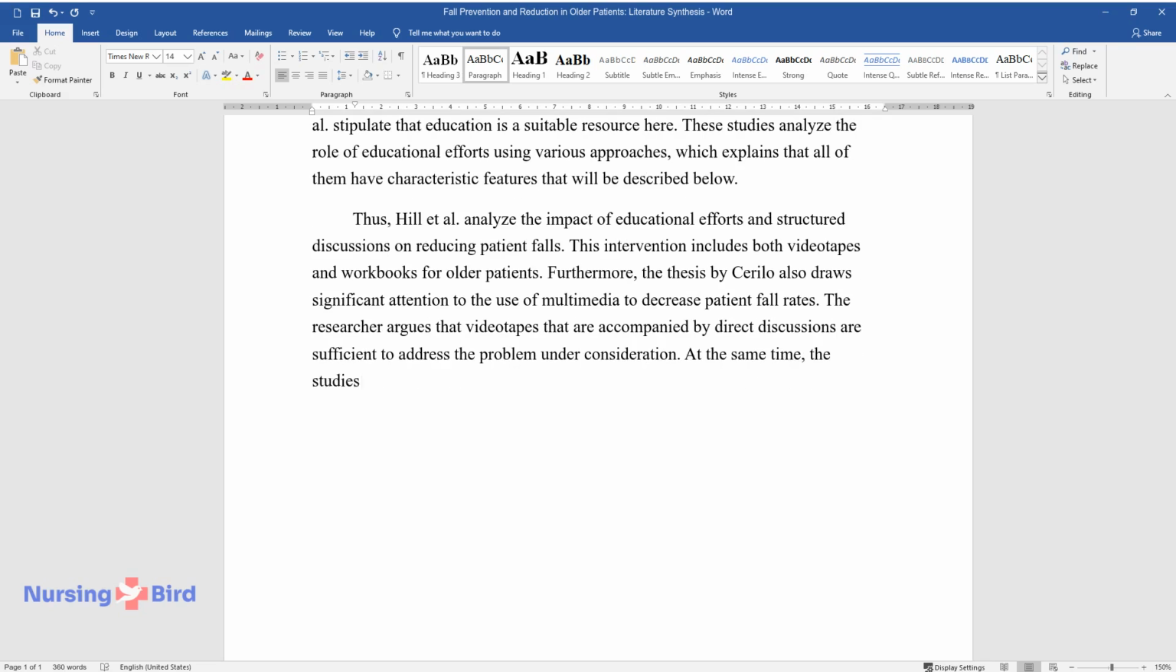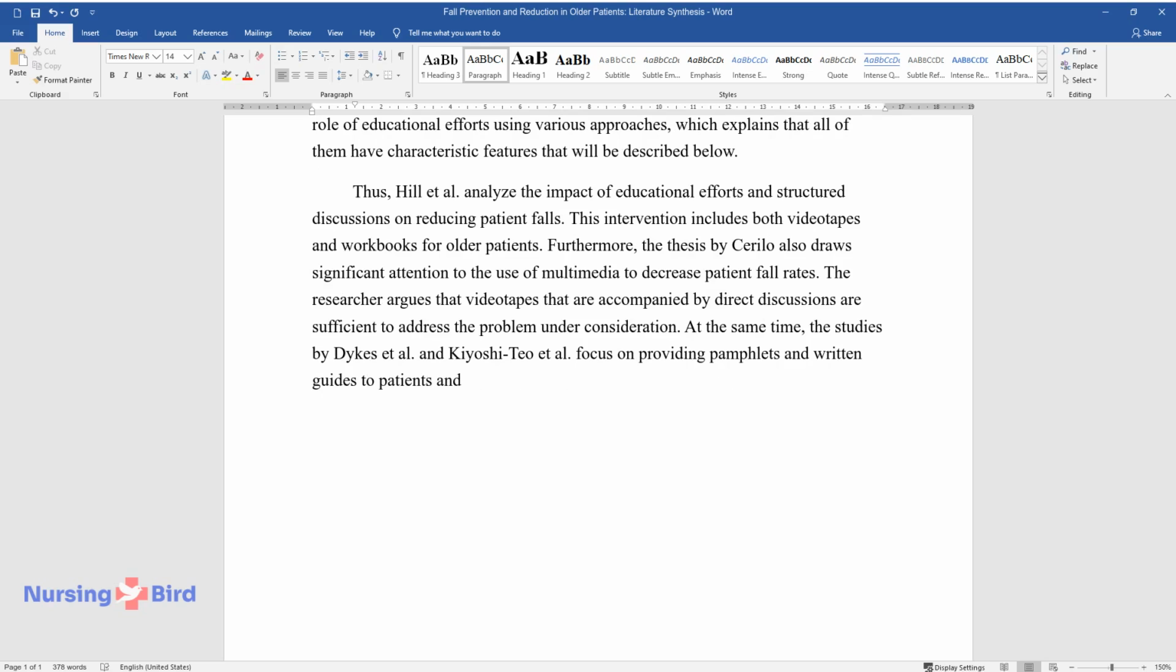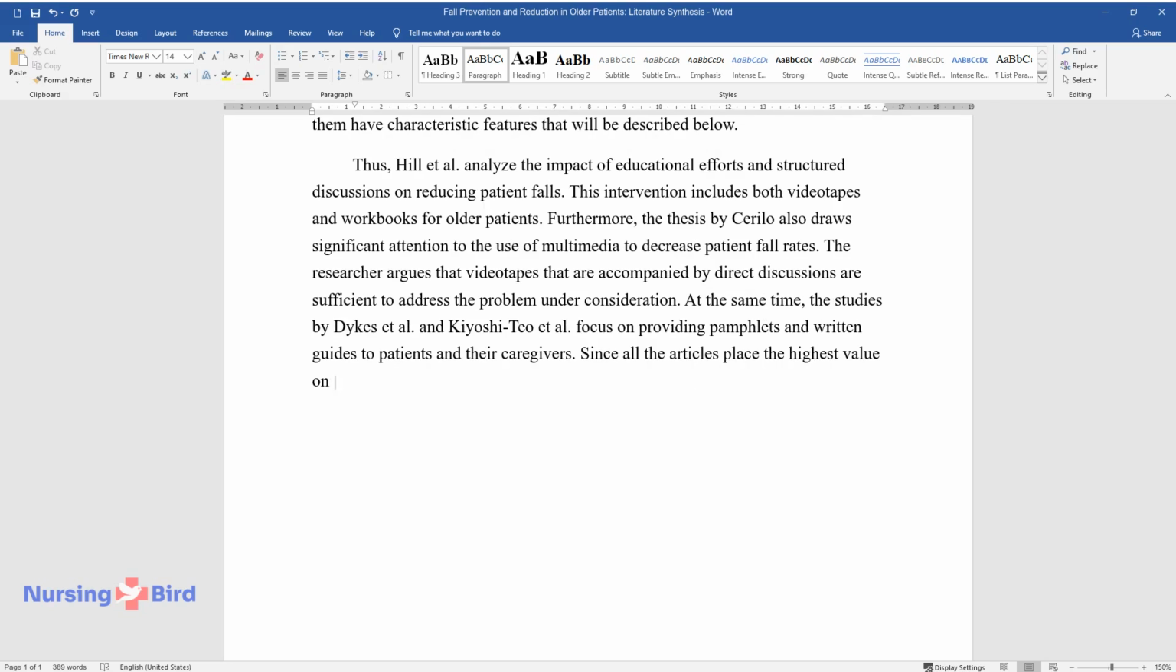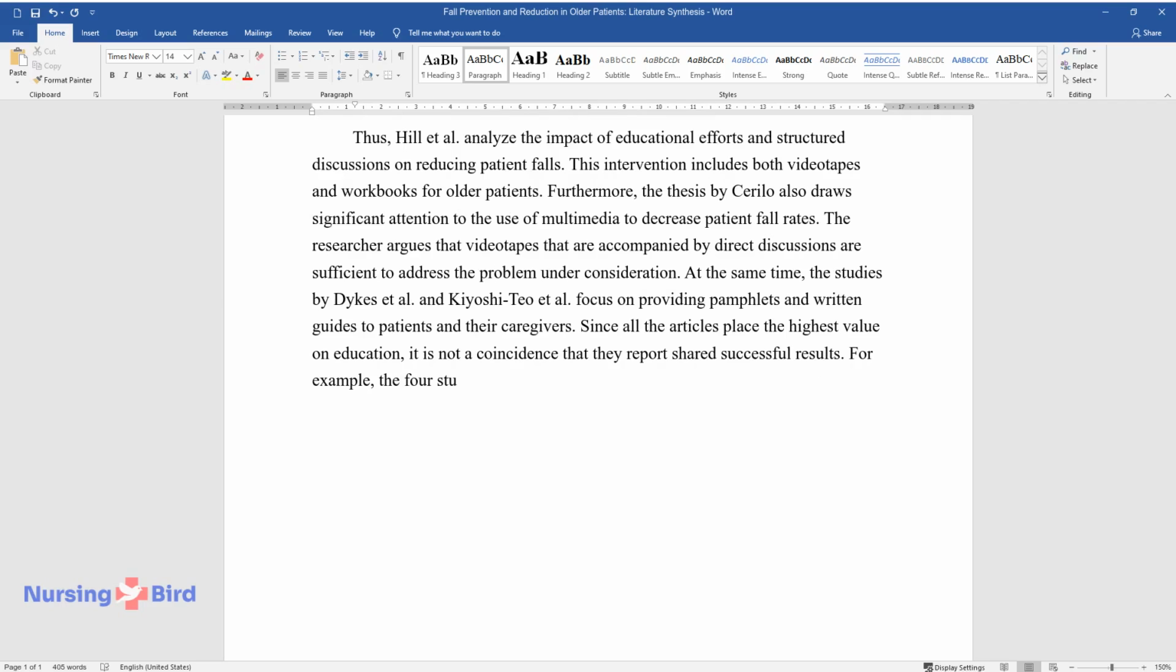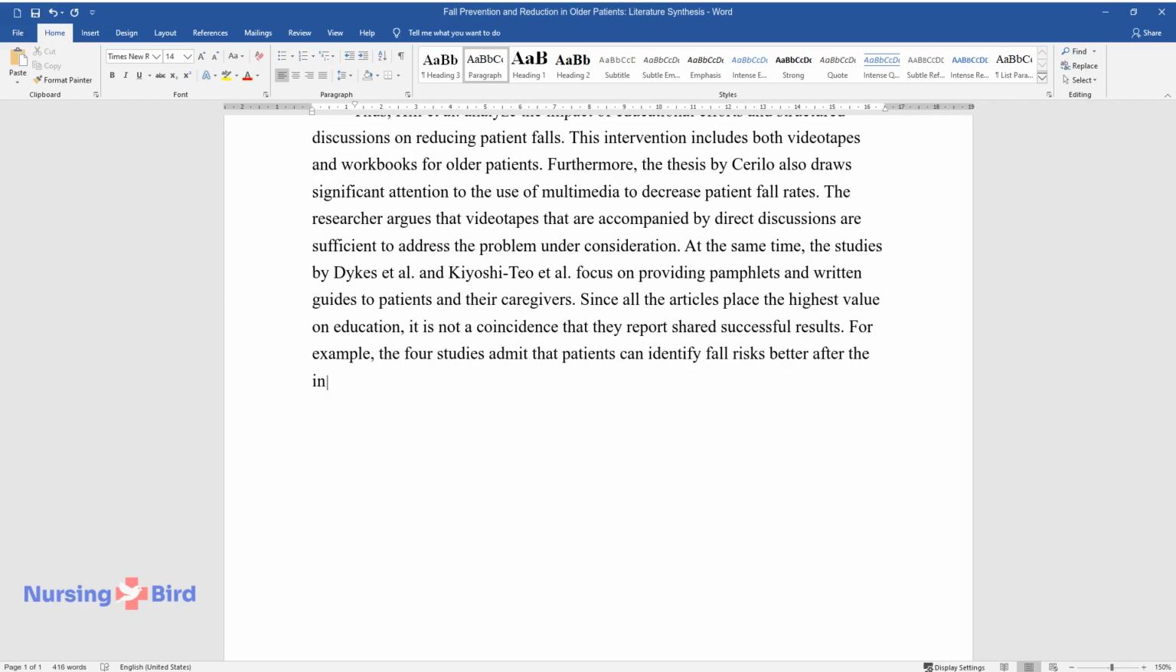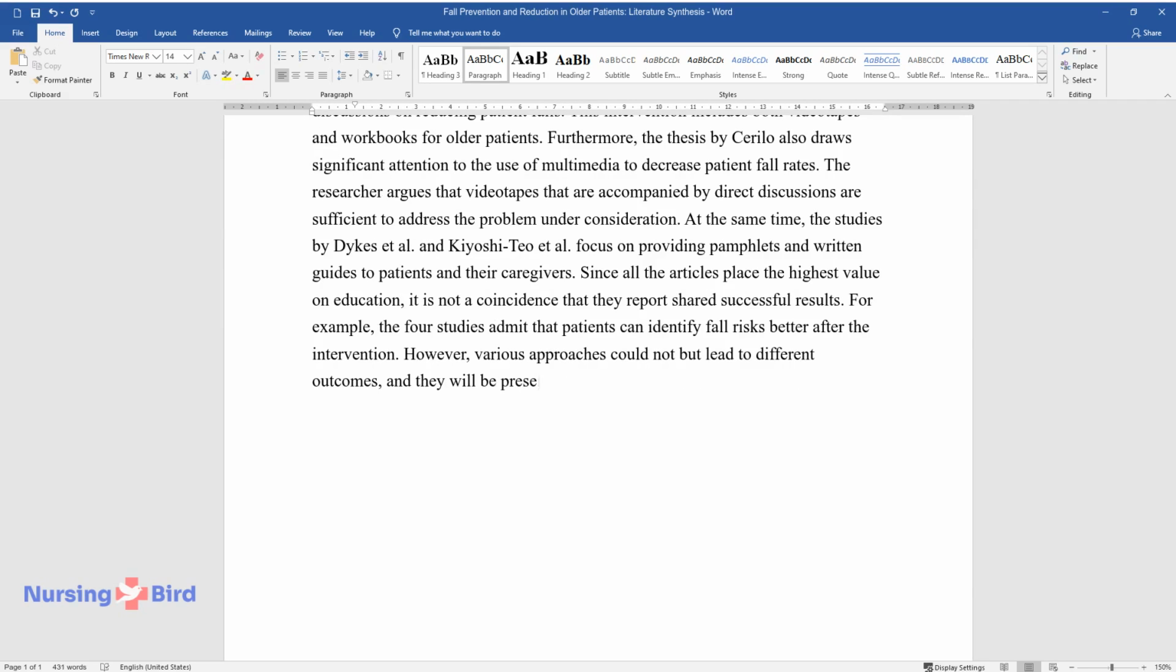At the same time, the studies by Dykes et al. and Kiyoshi-Teo et al. focus on providing pamphlets and written guides to patients and their caregivers. Since all the articles place the highest value on education, it is not a coincidence that they report shared successful results. For example, the 4 studies admit that patients can identify fall risks better after the intervention. However, various approaches could not but lead to different outcomes, and they will be presented further.